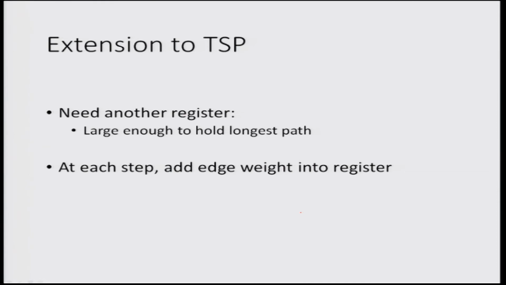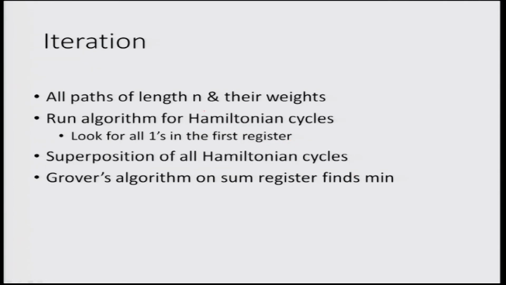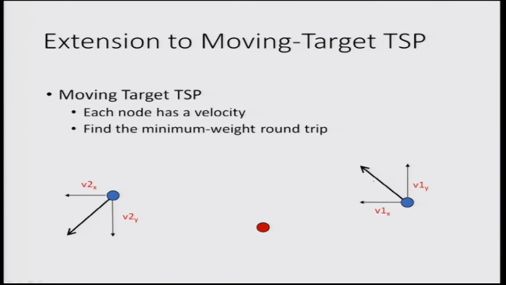Now, this can be extended to the overall travelling salesman problem, where we need another register large enough to hold the longest path, and at each step add the edge weight into the register. For all the paths of length n and their weights, we would run the algorithm for Hamiltonian cycles, and we look for ones in the first register, giving a superposition of all the Hamiltonian cycles, and then Grover's algorithm on the weight register finds the minimum. So, having seen how it works on regular TSP, it can then be extended to the moving target TSP.